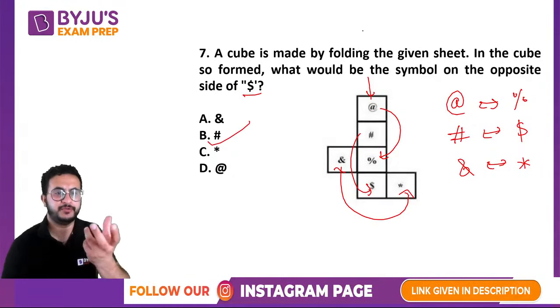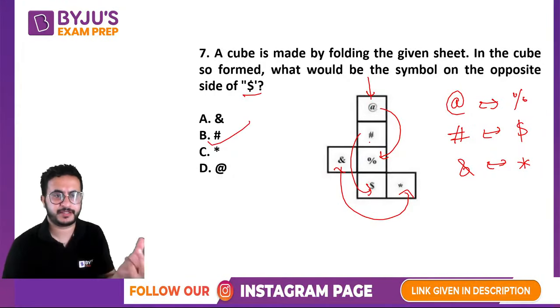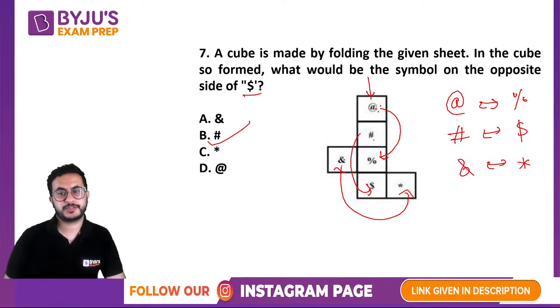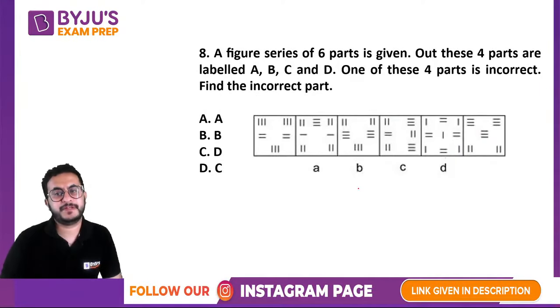Okay, so remember this rule whenever you are given an unfolded dice and they have given you a shape. Take the longest side and take the alternates. Like at the rate is opposite to percentage, hash is opposite to dollar, and the remaining one is the third pair of opposite. And opposite faces cannot be seen together.